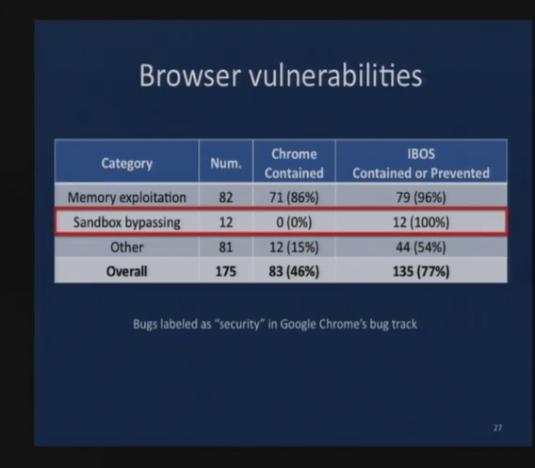The other thing I wanted to point out is sandbox bypassing. In a modern system, sandboxing is essentially a way of taking overly permissive or unused interfaces on your operating system and restricting them down. SELinux is a great example of a sandboxing system. It turns out writing sandboxing policies and implementing sandboxing mechanisms is actually pretty difficult, and there were 12 bugs in Chrome revolving around those. Anytime you can break out of the sandbox, Chrome's not going to contain it. But in all of these cases, this is something IBOS would have handled, because it's a fundamental part of our overall design.